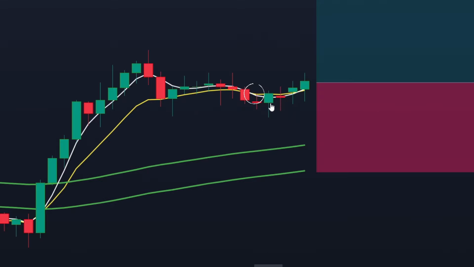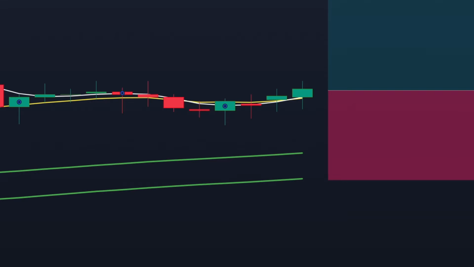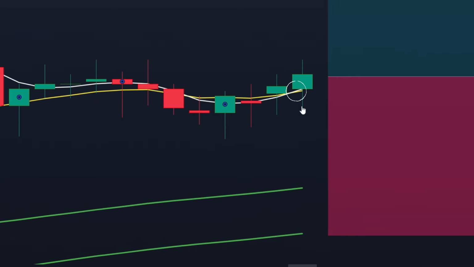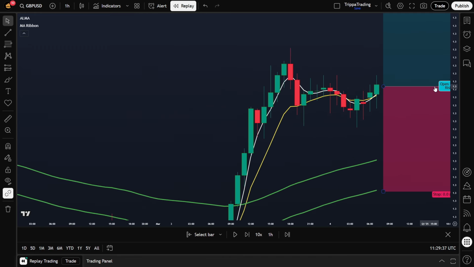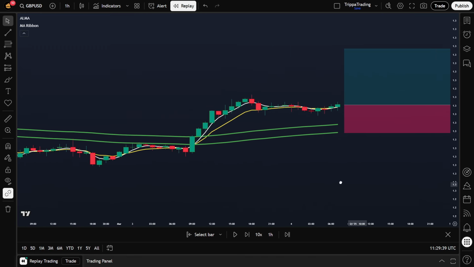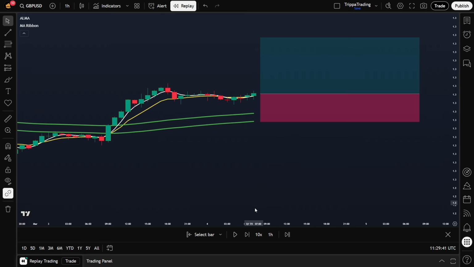This pullback is exactly where most traders panic or enter too early. We wait patiently, and when the white ALMA closes back above the yellow EMA, the pullback is complete and the buy signal is confirmed. We enter the buy trade, place the stop loss below the green channel, and target a 1-to-2 risk-to-reward ratio. And let the trade run.